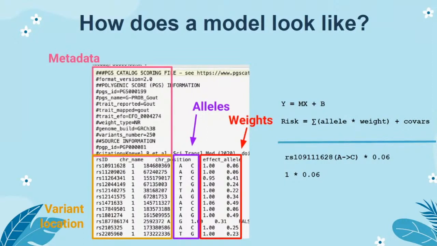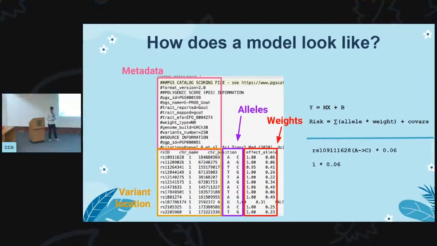Okay, and how do we calculate the score with this? Well, this is just using the equation of the line. This is a linear regression, so, simple, like that. The risk is the sum of the allele times the weight plus the covariables. For example, in this case, we have this ID. The variation is from A to C. Then if it is present, it's a 1. If it's biallelic, I think, it's 2. And this is multiplied by the effect allele that is present here.